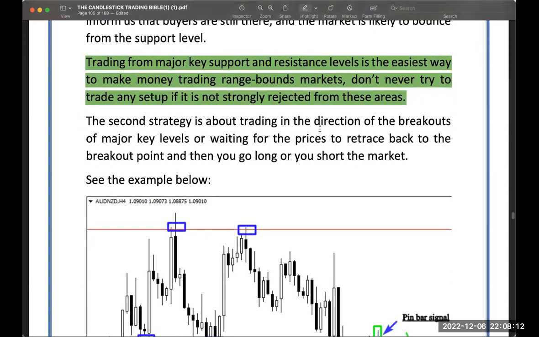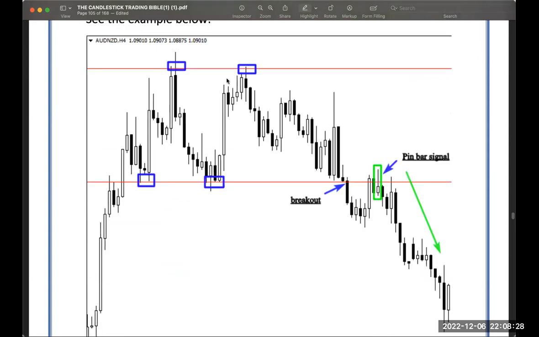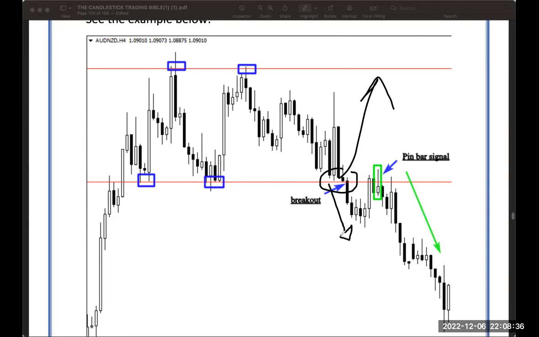The second strategy is about waiting. So the second strategy is about trading in the direction of the breakouts of major key levels, or waiting for the prices to retrace back to the breakout point, and then you go long or you go short on the market. See the example below. So remember, if we had a pin bar here, we could have bought, but we didn't have a pin bar and price broke, came back to this support zone, which was broken, and it's now a resistance. They throw a pin bar. That's where you take your sell. Okay, if you want examples, we'll jump into the charts just now.